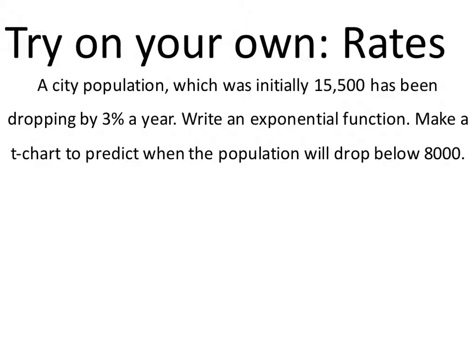So your try on your own is very similar. Read through the problem, figure out what your starting value is, whether you're increasing or decreasing, and your rate, and then use that t-chart to predict when you will drop below 8,000 people.